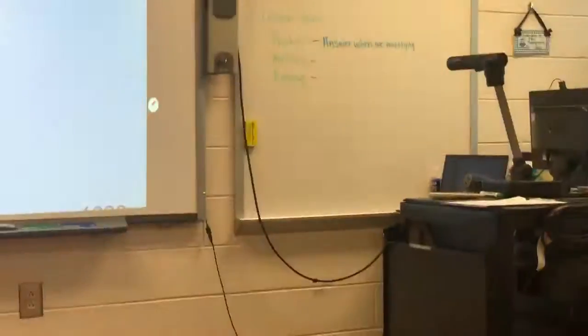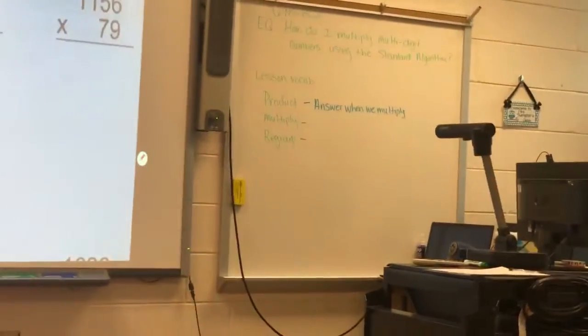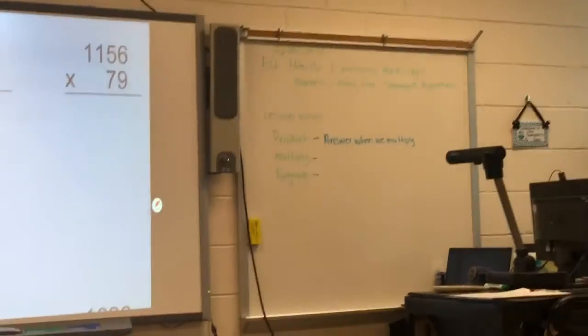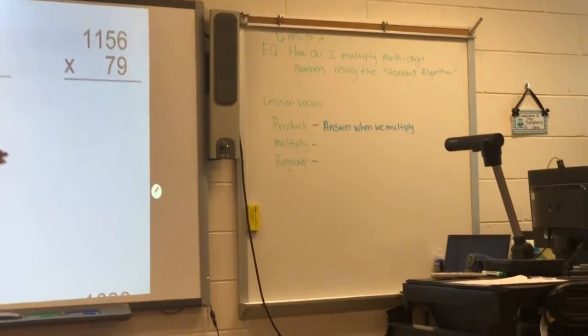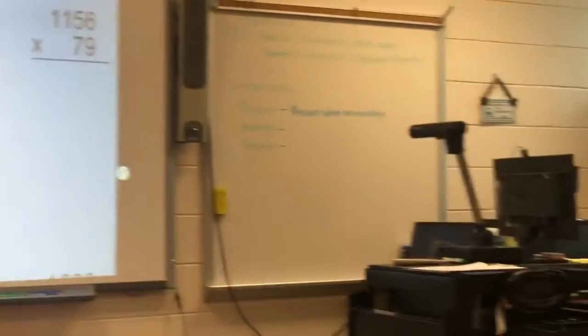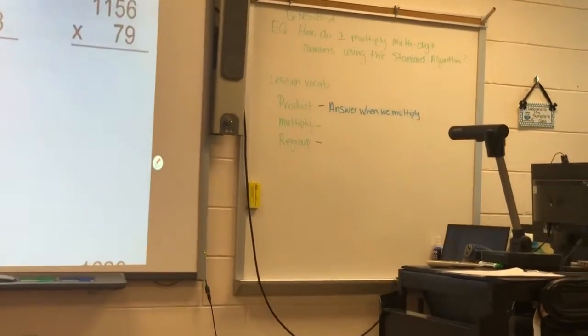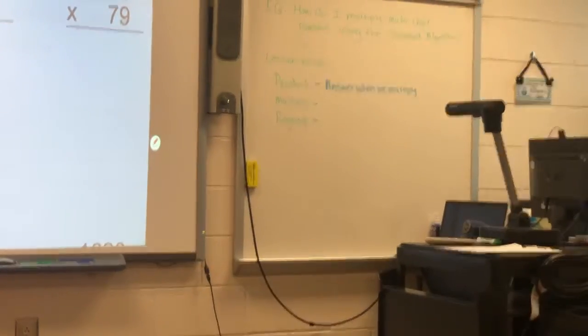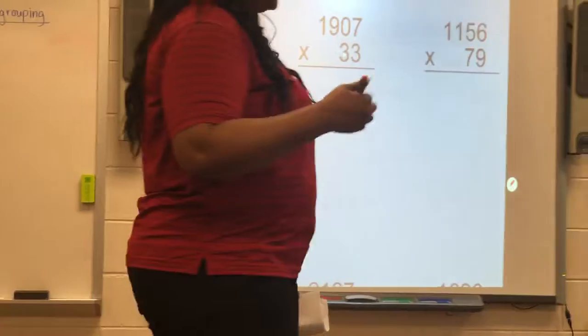Our lesson vocab is of course multiplying, which is the action of multiplying two or more digits together. Product is the answer you get when you actually multiply, and regrouping is what we need to do when we need to carry a digit from one place value to another. So we're going to use all of this today in our lesson.